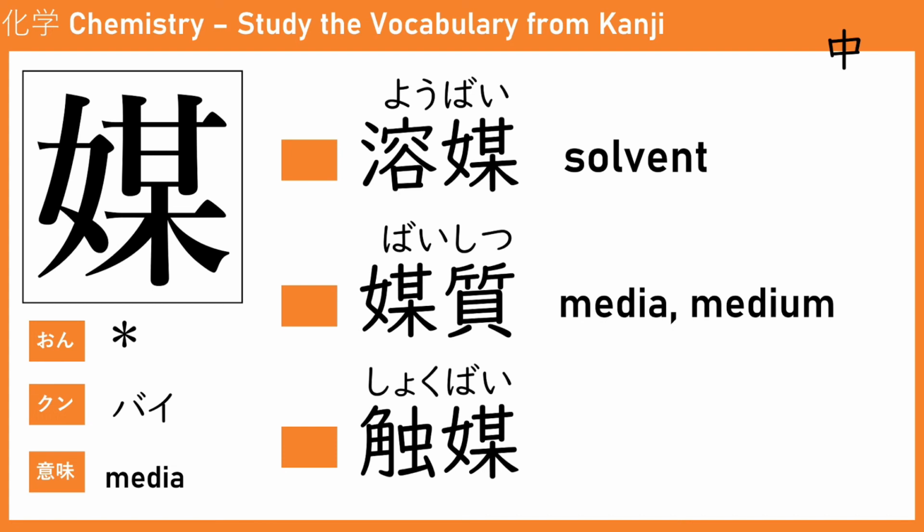This one is shokubai. Shokubai, shoku means to touch. So the immediate touch, it means actually catalyst. So if you have a reaction and you put catalyst inside it, you will have a faster reaction. It just promotes the reaction speed.